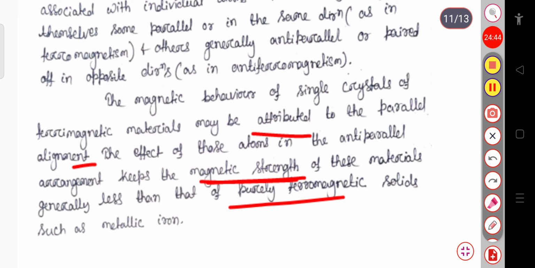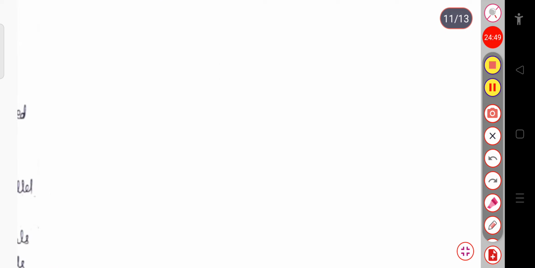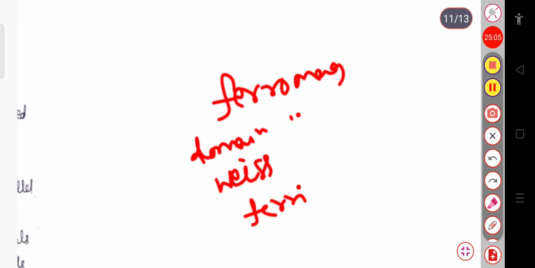So in this class we have studied what ferromagnetic substances are, the domain theory of ferromagnetic substances, Weiss theory of ferromagnetism, and finally ferrimagnetism. This is the end of the second unit.